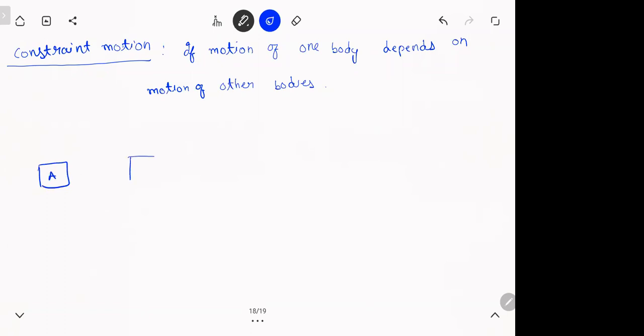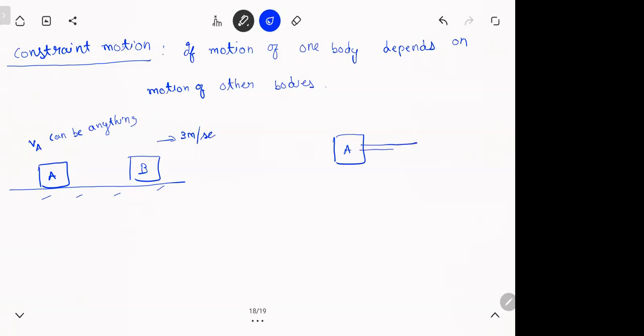Suppose I have A and I have B, and let's say B is going with 3 meters per second. If I ask you what is the speed of A, it can be anything. A can go however it wants. But suppose in the same scenario there's a rod between A and B. If I say B is going with 3 meters per second, VA has to be 3 meters per second, since the rod cannot break.